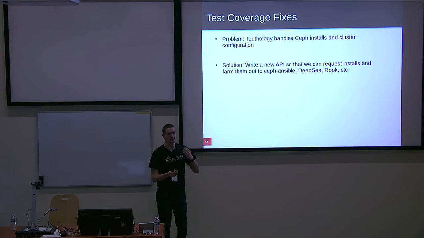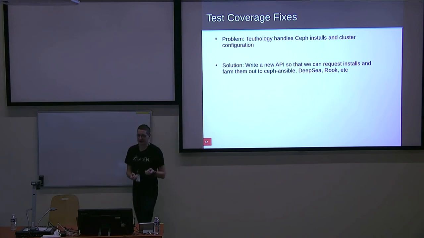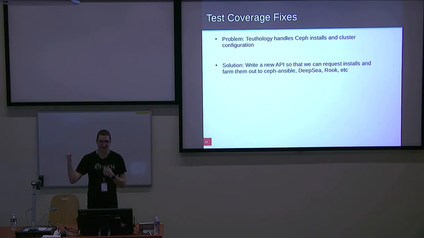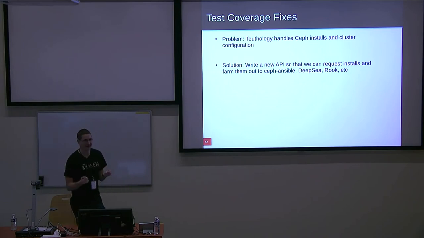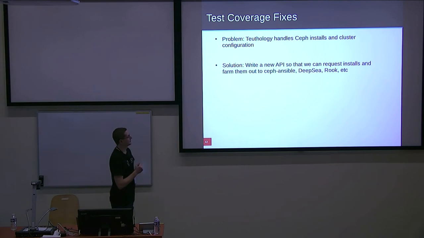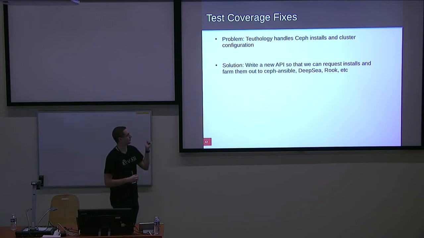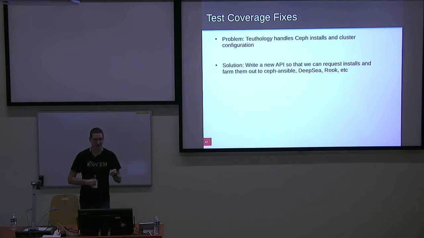So when we started Teuthology, it was our expectation that all of the Ceph users would be writing their own Chef or Puppet scripts because they were managing data centers, and Ceph would just be another thing they managed in their data center. And that turned out to be very wrong, but it never got updated. So we need to write a new API to request installs and farm them out to things like Ceph Ansible or SUSE's DeepSea or Rook and Kubernetes or whatever is next. And that's what I'm working on right now.